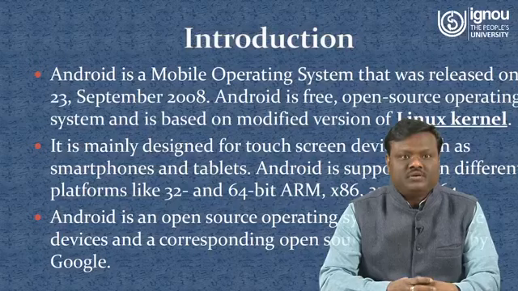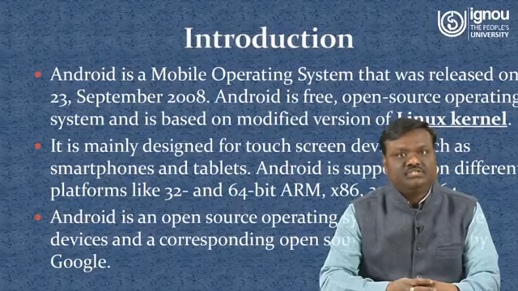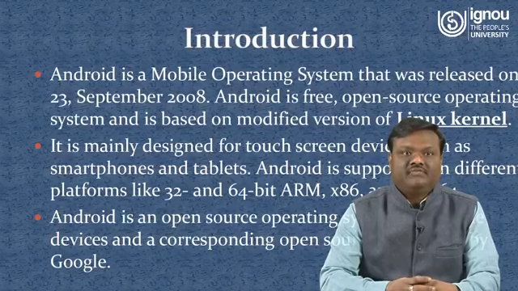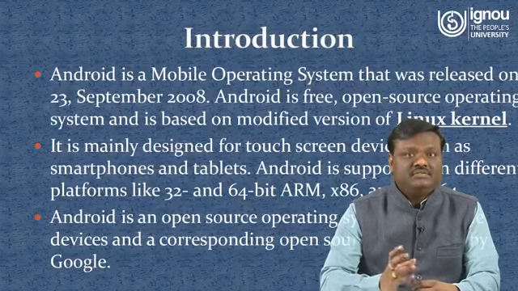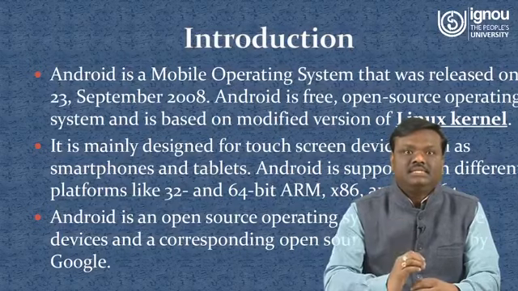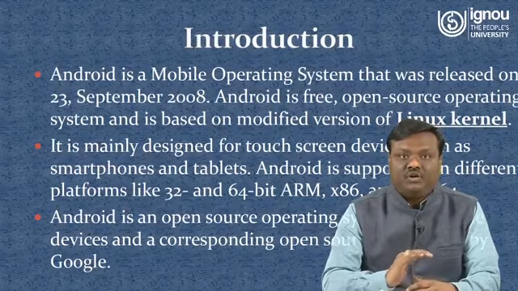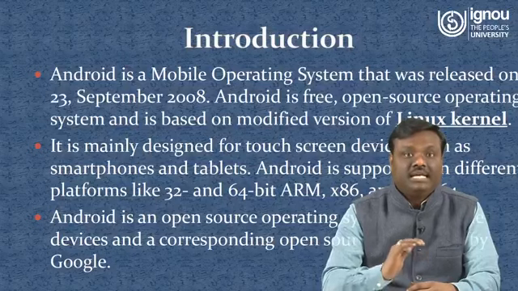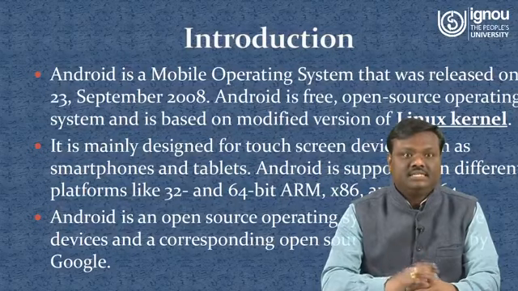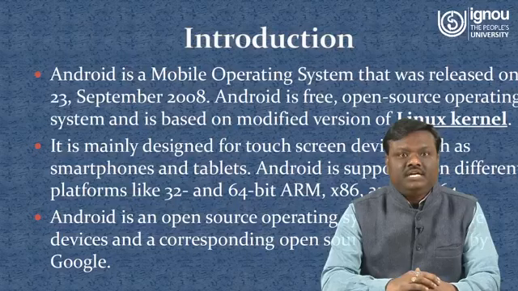So this is an open source operating system, and basically it is based on the modified version of Linux, which is once again an open source software. So that is the main reason why it got that much popularity. Linux is a basic stabilized version. So it is using the Linux kernel, and this particular Android is completely based on the lighter version of the Linux kernel. So it is mainly designed for touchscreen devices such as smartphones and tablets.